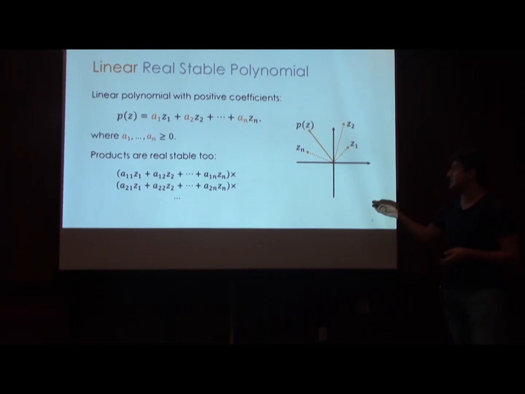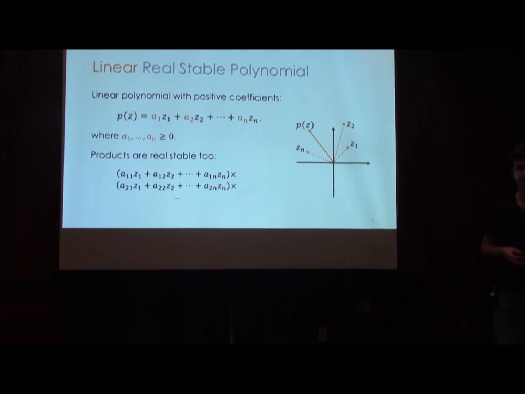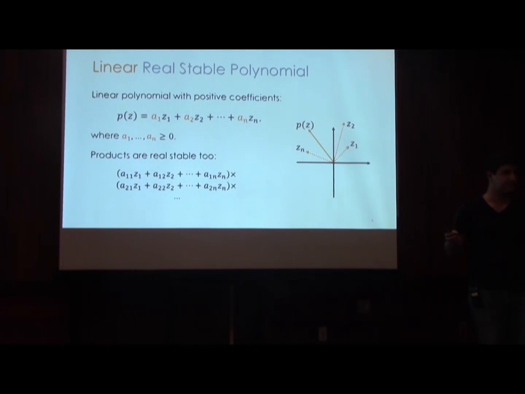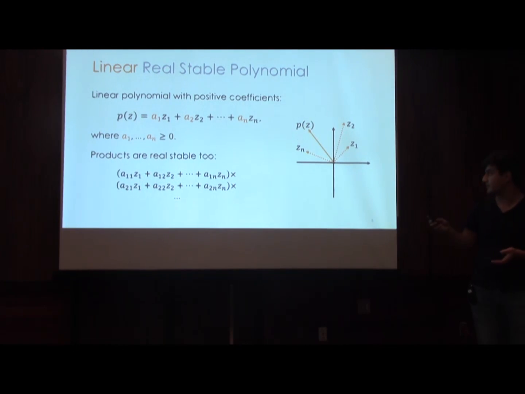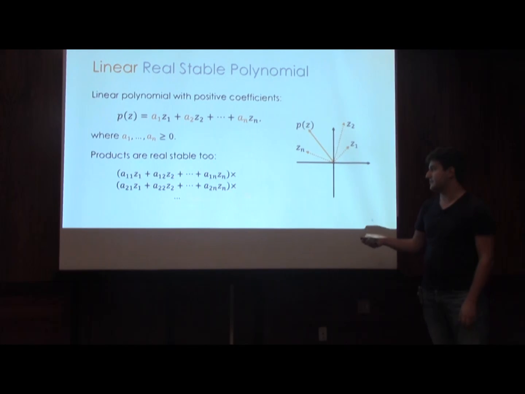So this is probably the simplest example you can think of of multivariate real stable polynomials. So let's say you have a linear polynomial, sum of a_i z_i, and the a_i's are positive real numbers, or non-negative real numbers. Then it's also clear that this is a real stable polynomial because the upper half plane of the complex plane is convex. Or it's a convex cone. Any positive combination of numbers in the upper half plane would still remain in the upper half plane and would not be zero.